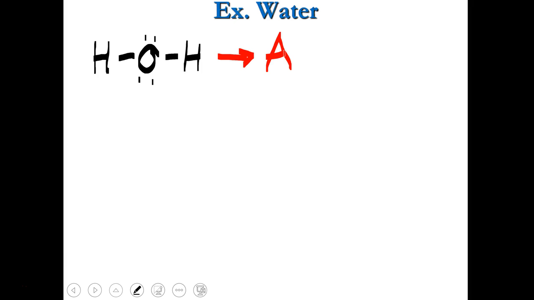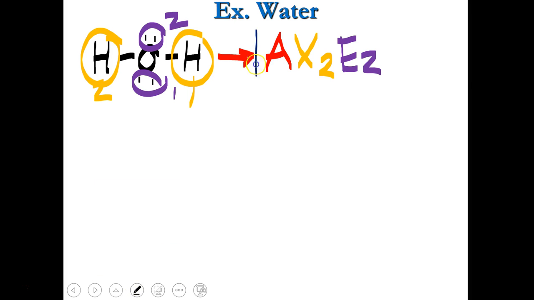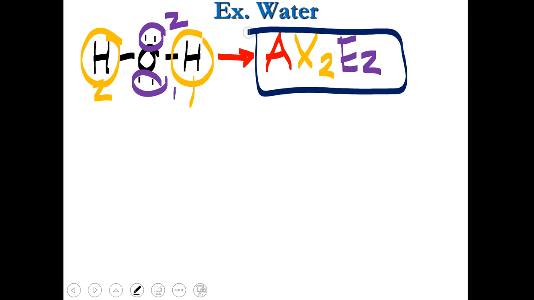Next, we need to know how many atoms are bonded to this central atom. And you can see there are 2. There's 1, there's 2, bonded to the central atom. Then we need to know how many electron pairs are on that central atom. And we see there's 1 and 2. So there is our AX formula.